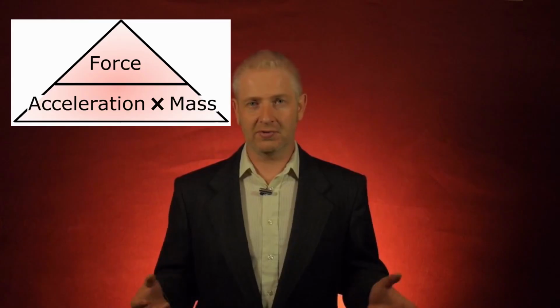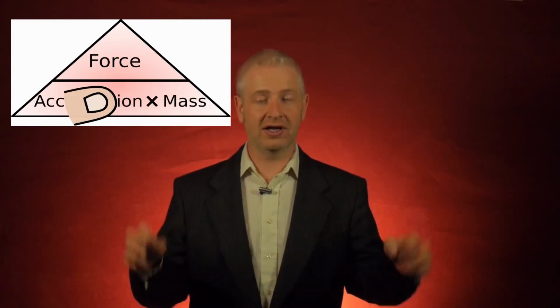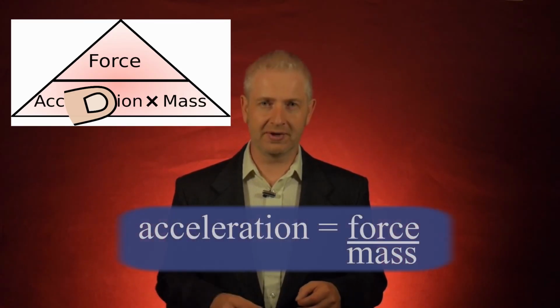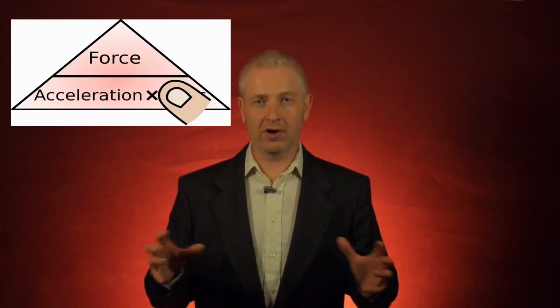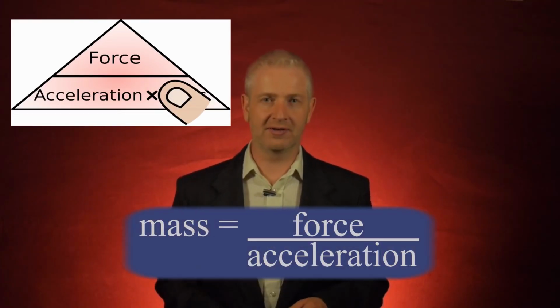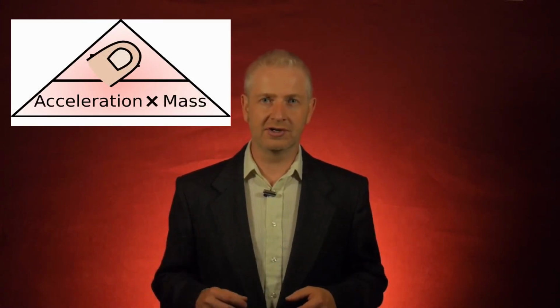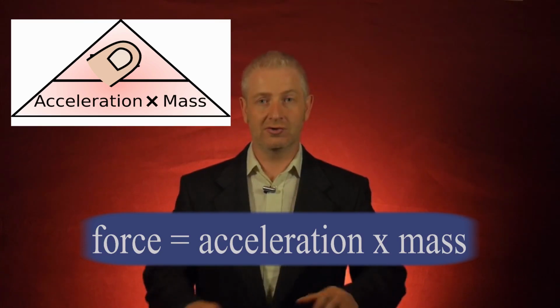So if I want to find acceleration, cover it over. I cover over acceleration, and what I'm left with is force divided by mass. If I want to find the mass, I cover it over, and what I'm left with is force divided by acceleration. If I want to find the force, then all I do is cover it over, and what I'm left with is acceleration times mass. So that solved my problem. I don't need to worry about running through the stages. I just put everything into the triangle format.